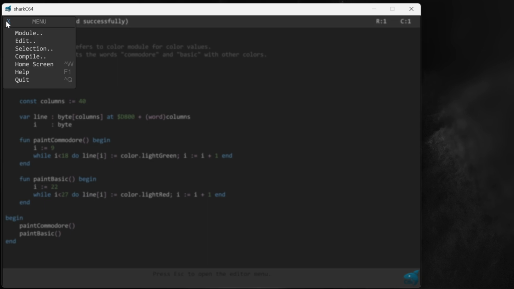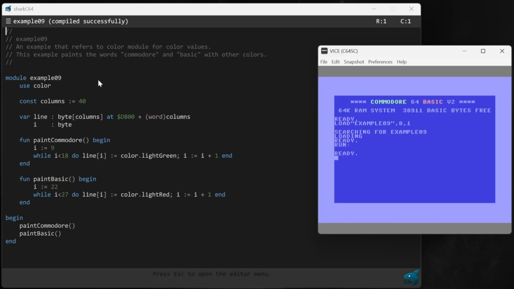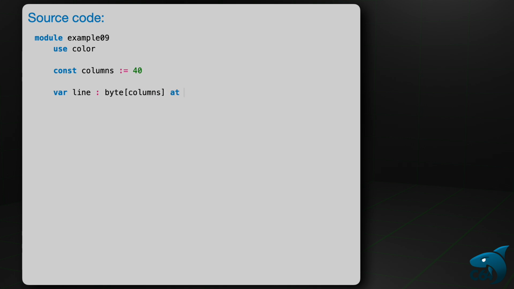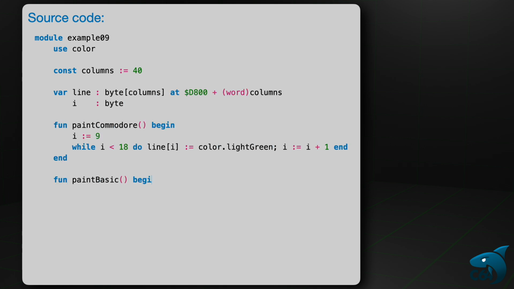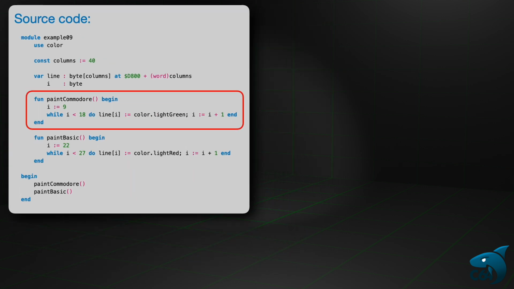Let's run the program to see how it works. The compilation of function bodies does not bring anything new to the sharkC64 language. Let's have a look at the paint Commodore function.